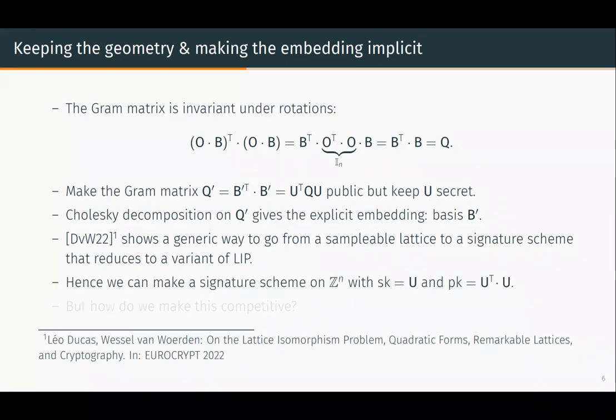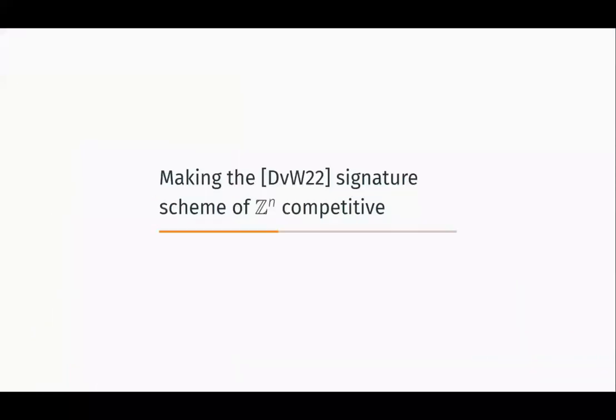However, in the case of Z to the n, here the secret key is this transformation. And the public key is then U transpose times U, because the initial basis was the identity matrix. It becomes somewhat simpler. But the question is now to make this previous work competitive to the other NIST candidates. That's where this work comes in. So how do you do this?